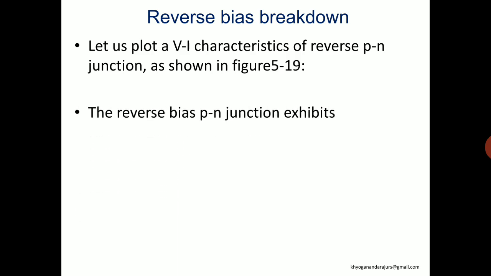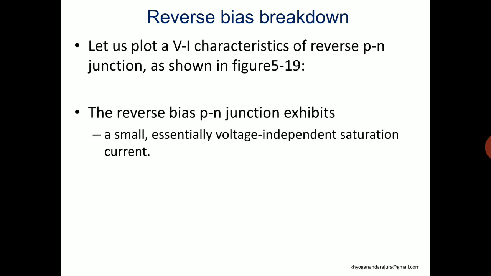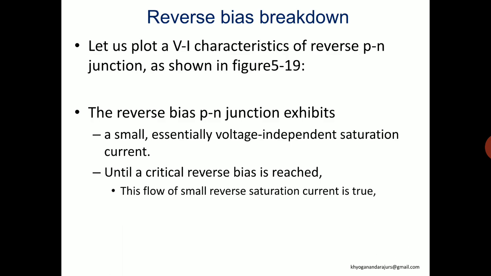Okay, and when we plot this, the reverse bias PN junction exhibits, as we know, a small reverse saturation current flowing. This reverse saturation current is a very small value, but at a particular value of the reverse bias, this current starts to rise abruptly. It suddenly increases at a critical value of the reverse bias, and this current is unstoppable, and it may damage the device.